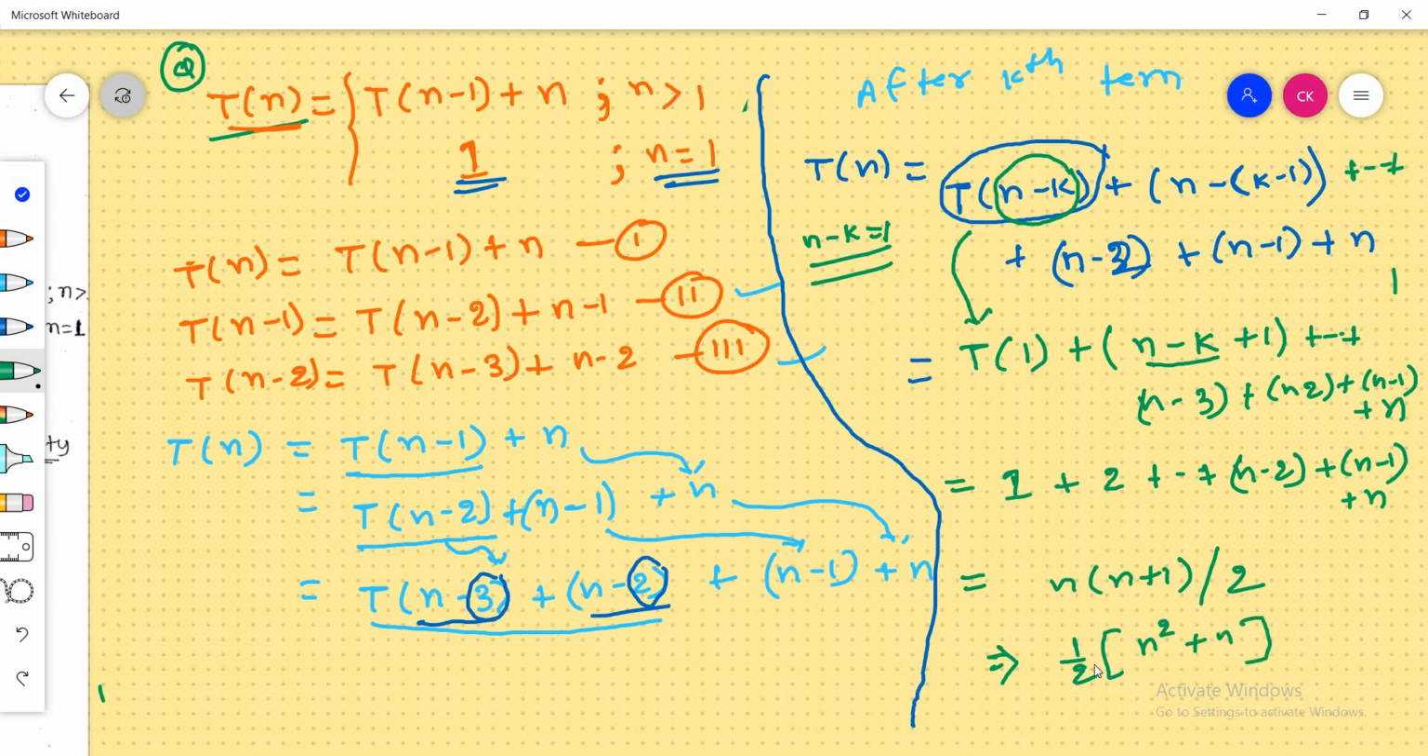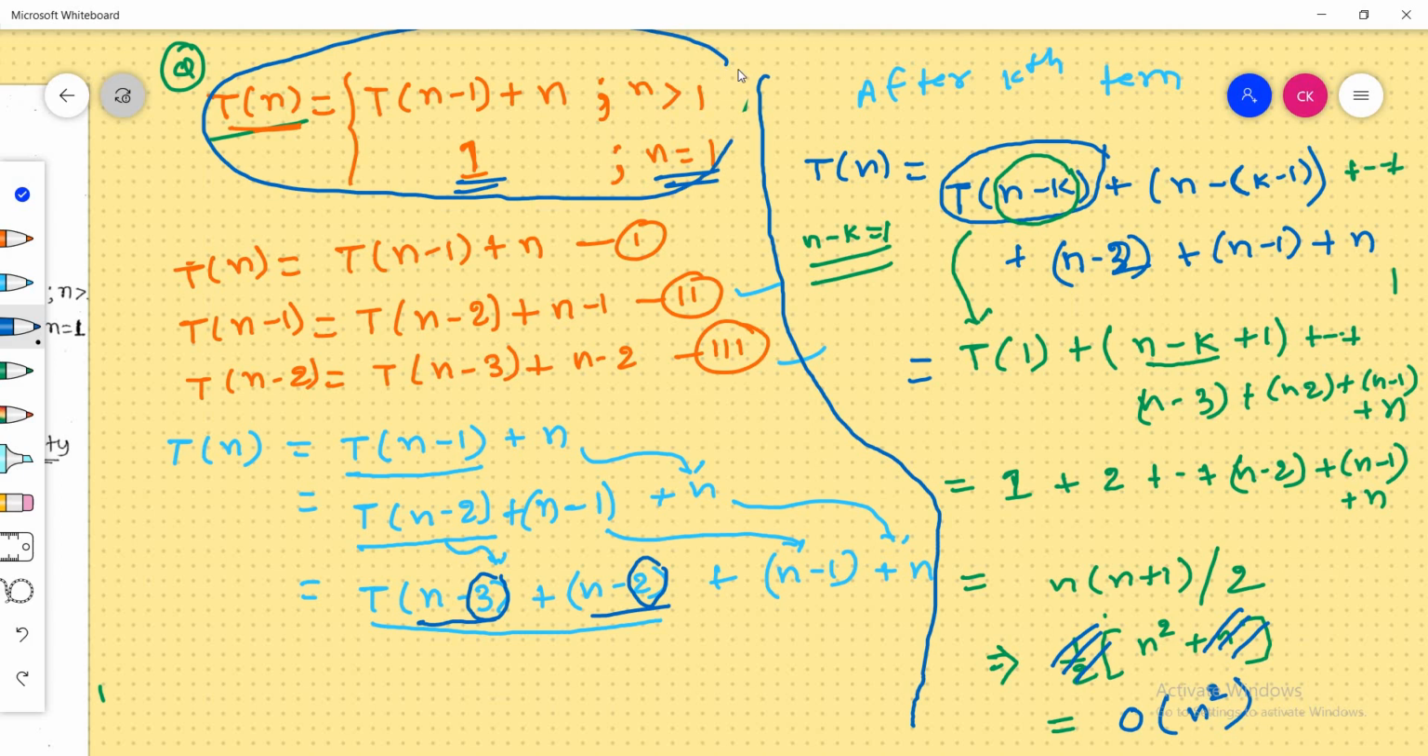So we eliminate the coefficient term because for larger values of n, this constant won't affect very much. And we also eliminate the lower order term, that is n. So this will be order of n square. So the time complexity for this recurrence relation is order of n square. I hope you got the point. Very simple. There is only mathematics in it.